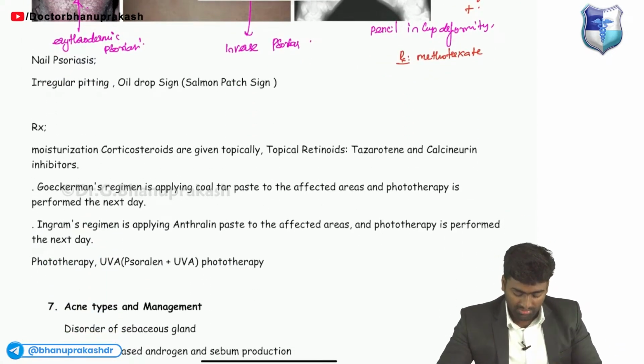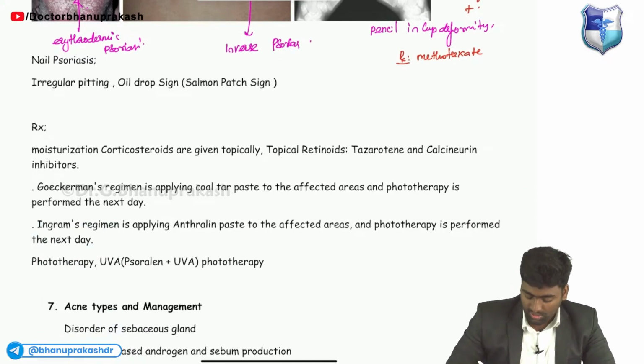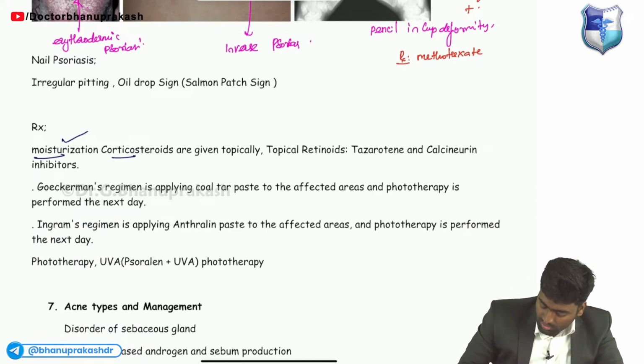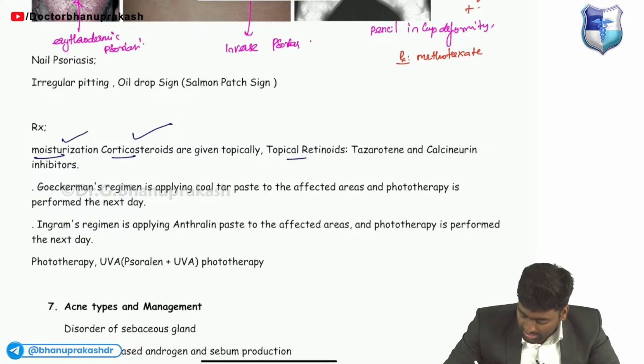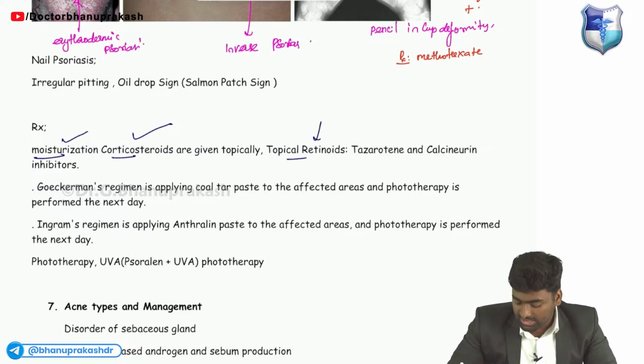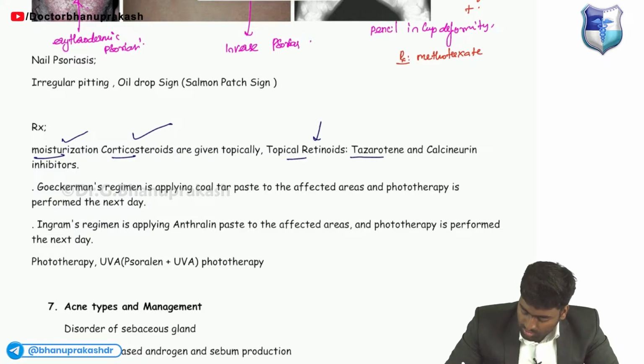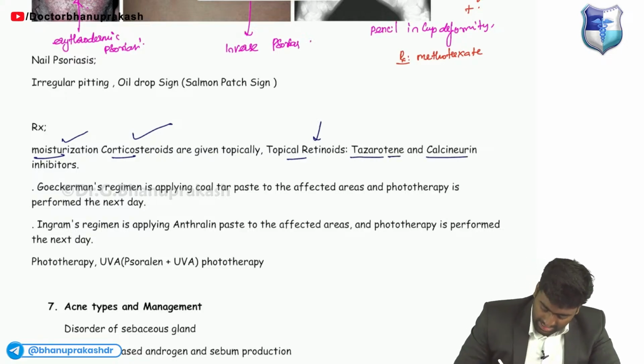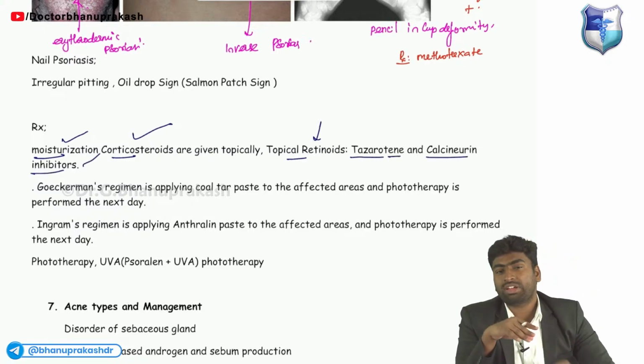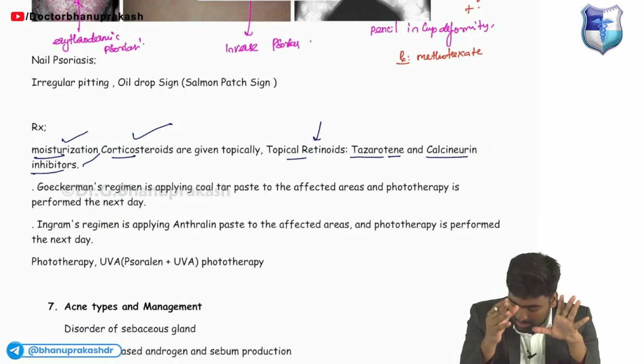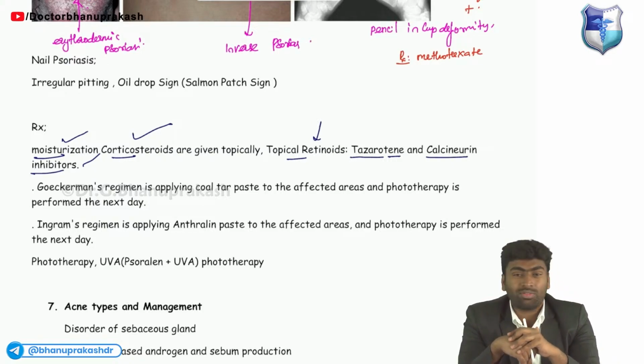Good guys, good. Fine. So usually in the case of psoriasis, what will we do? We'll give moisturization and we'll give corticosteroids topically, and we'll start with retinoids. Okay, usually topical retinoids like tazarotene and other calcineurin inhibitors. Okay, and we have two regimens where we use UV lights and sunlight.